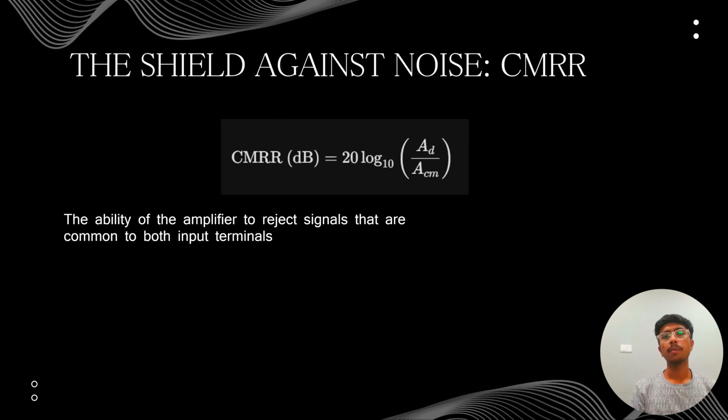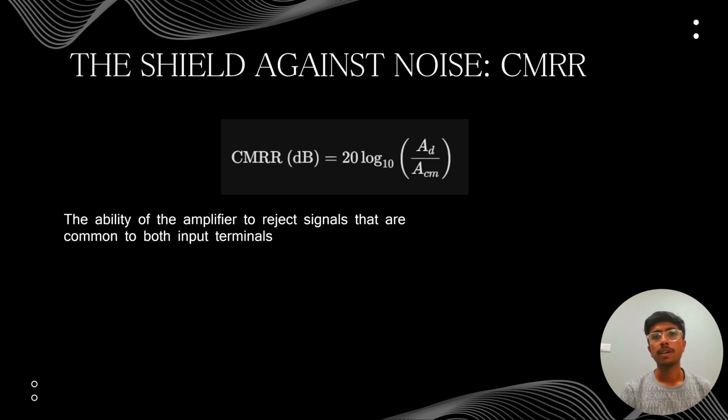CMRR measures the ability of an amplifier to reject signals that are common to both input terminals while amplifying only the desired differential signals. Mathematically, CMRR is defined as 20 log 10 of the ratio of differential gain to the common mode gain. Here, A_d represents how strongly the amplifier amplifies the difference between the two inputs, while A_cm represents how much of the common signal leaks into the output.